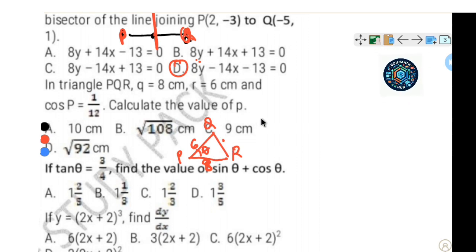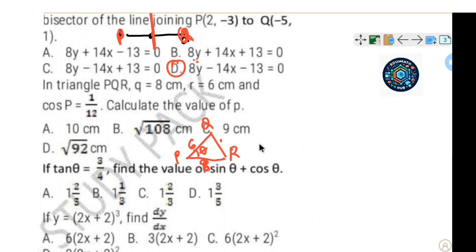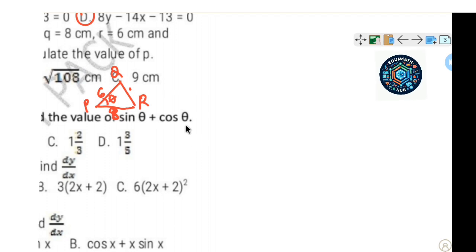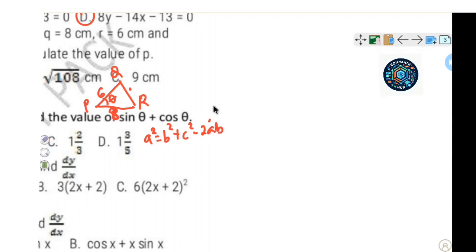So this is the cosine rule. This is what the cosine rule looks like. For a triangle ABC, you have a squared equals b squared plus c squared minus 2bc cos A. But now you're using P and Q.